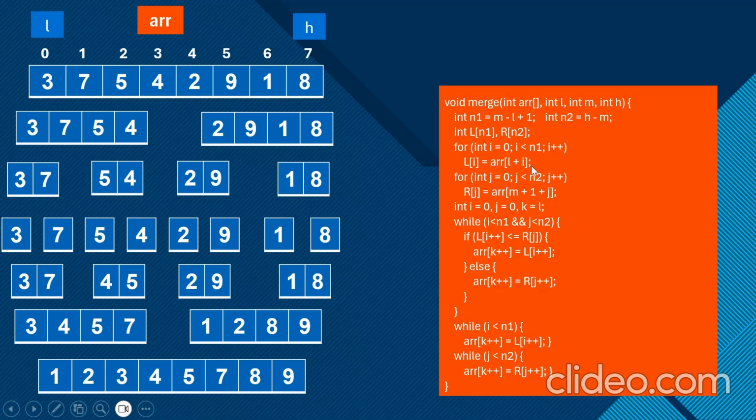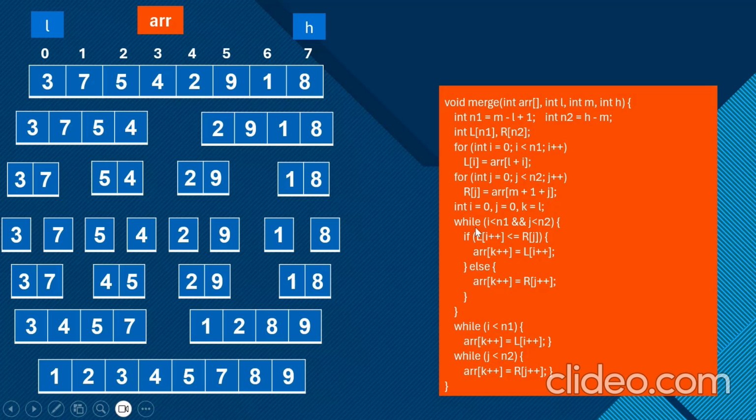That is what this for loop does. And what does this for loop do? It assigns the values of 1, 2, 8 and 9 in the right subarray, right? Then as I said earlier also, i would be taking care of the index of the left subarray, j would be taking care of the index of subarray 2 at different points of time, and k would be representing the index of this array, right?